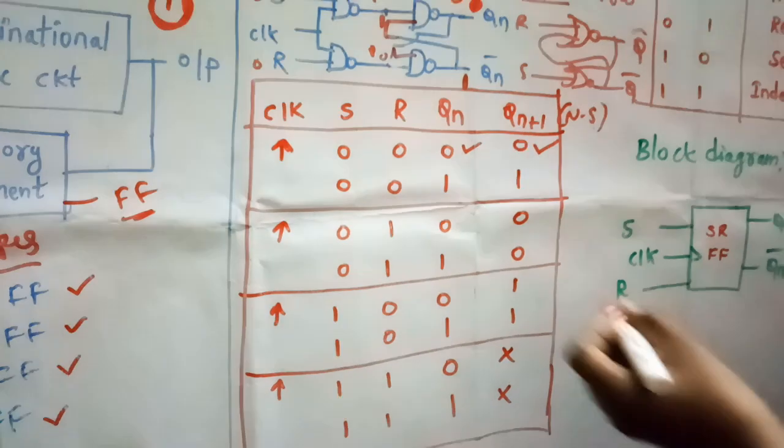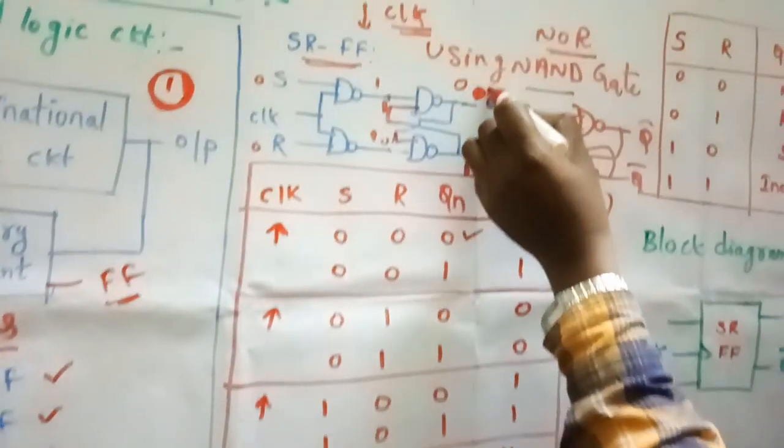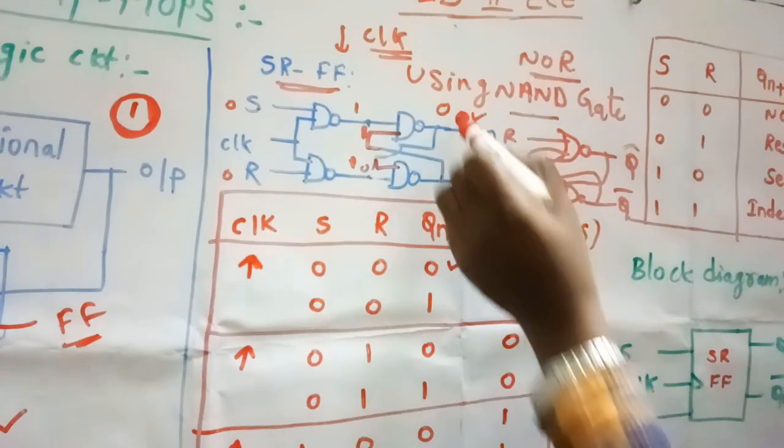Next state is 0. For S is 0, R is 0, by applying the clock, if present state is 0, then next state is 0.